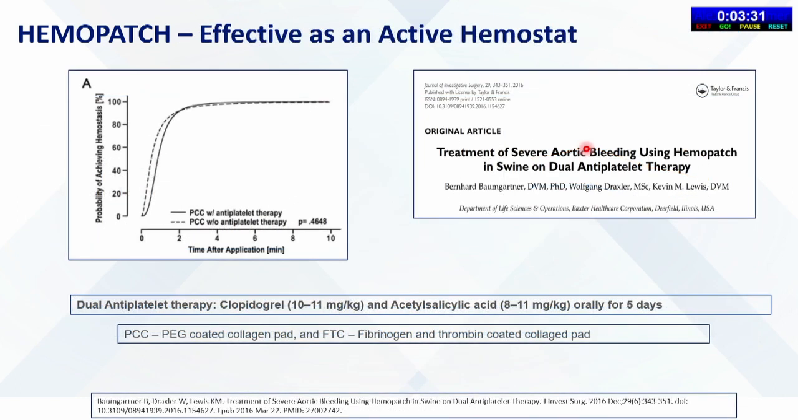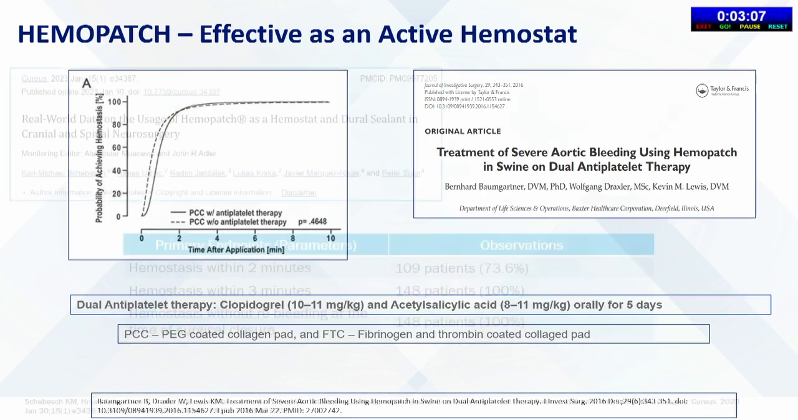Similarly, as I mentioned, in neurosurgery we don't have the luxury to stop the anticoagulants. In this experiment they divided animals into two groups. One of them was given aspirin and clopidogrel. The solid line is those animals with antiplatelet therapy, and the dotted line is without antiplatelet therapy. In both cases, you can see within 2 minutes it can stop bleeding in 98% of the cases.